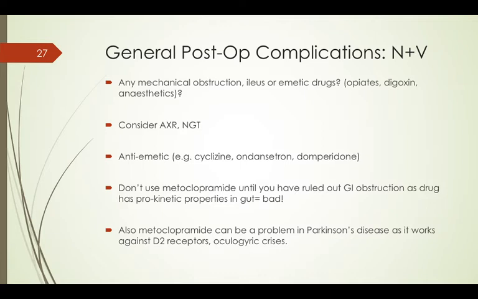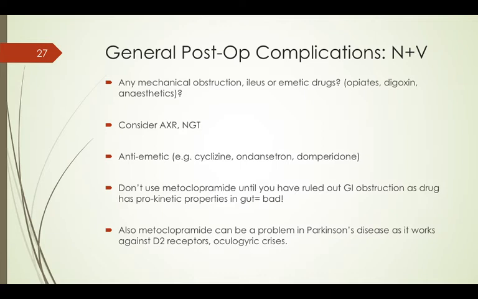NG tube, so if it's ileus, you may need to do a procedure called drip and suck, where you drip some fluid through the NG tube into the bowel and then suck it out as a sort of medium to get the bowel going, really. Antiemetics may need to be prescribed, so cyclizine, ondansetron, domperidone.